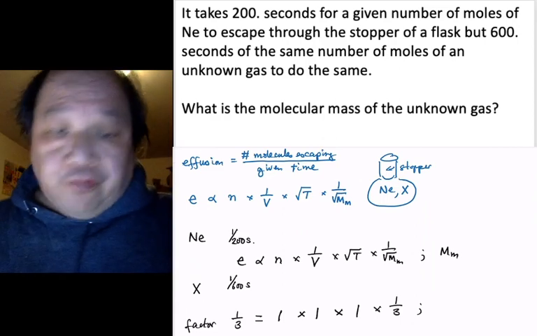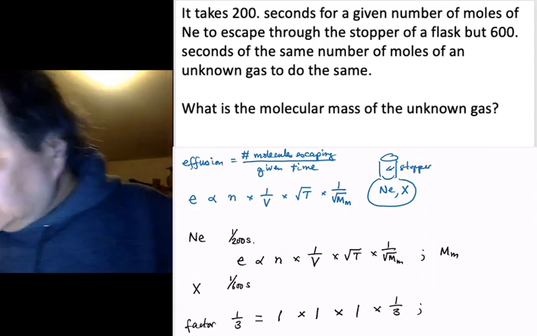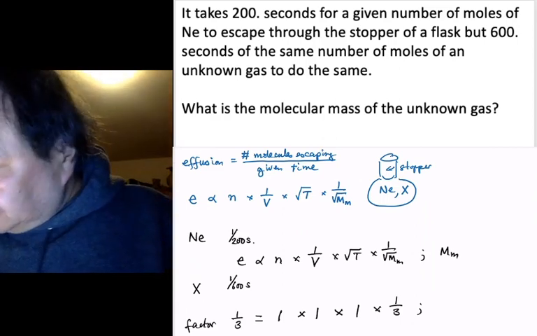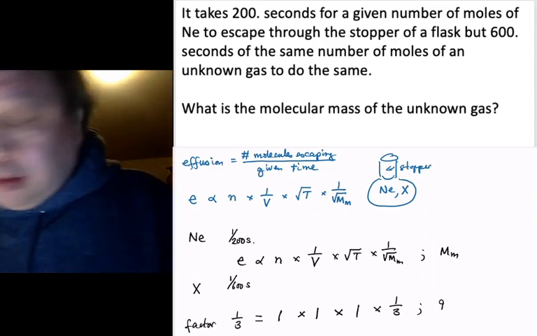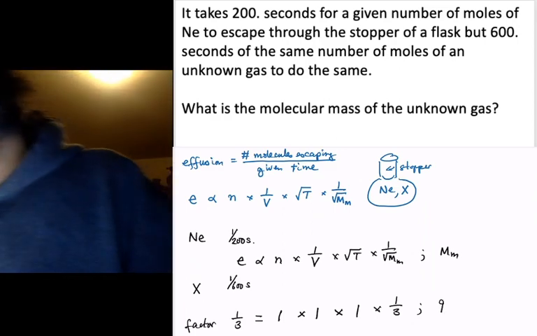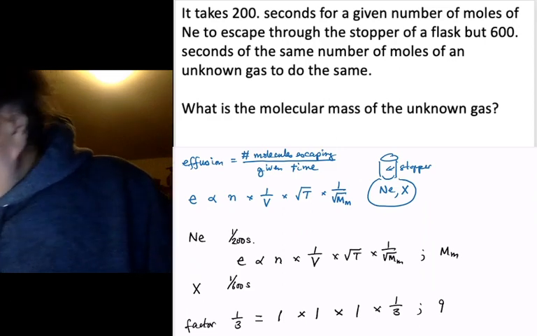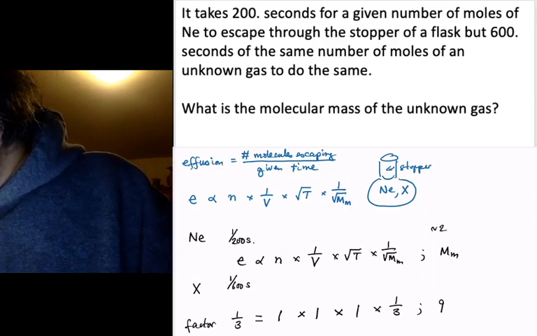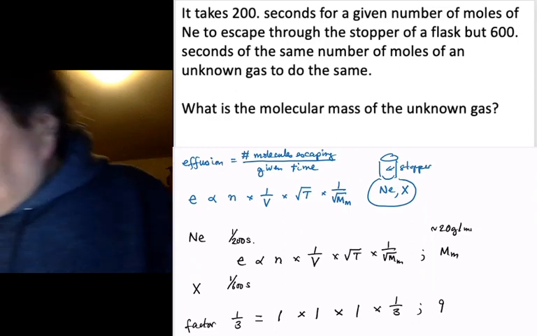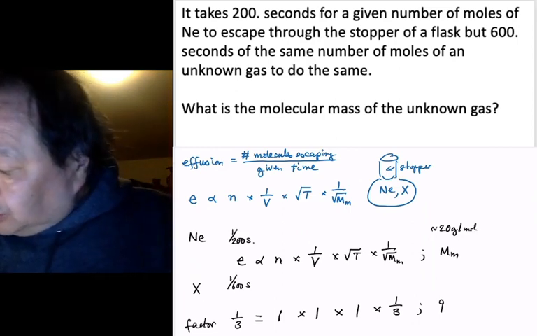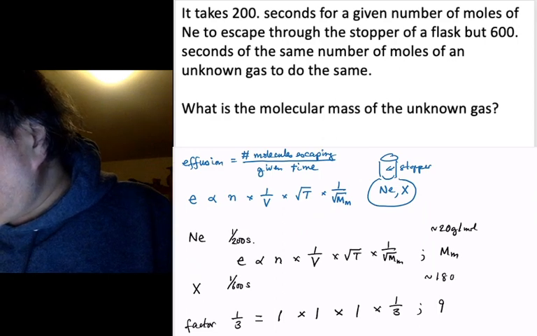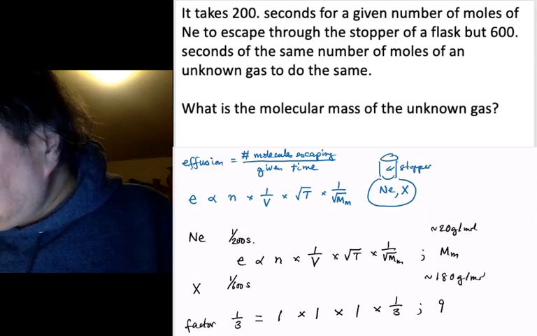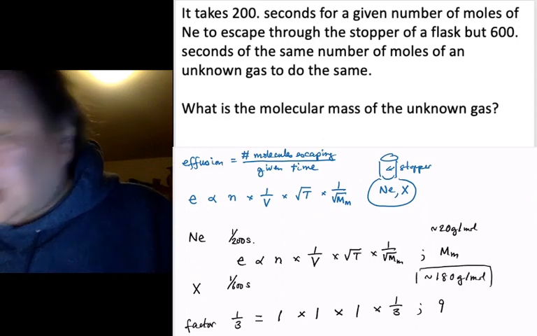And therefore the factor for the molecular mass has to be, put it in chat, remember, there's a square root sign, it has to be 9. Neon is around 20 grams per mole. And that means that the unknown gas is 9 times heavier. It's around 180 grams per mole. And that's its molecular mass.